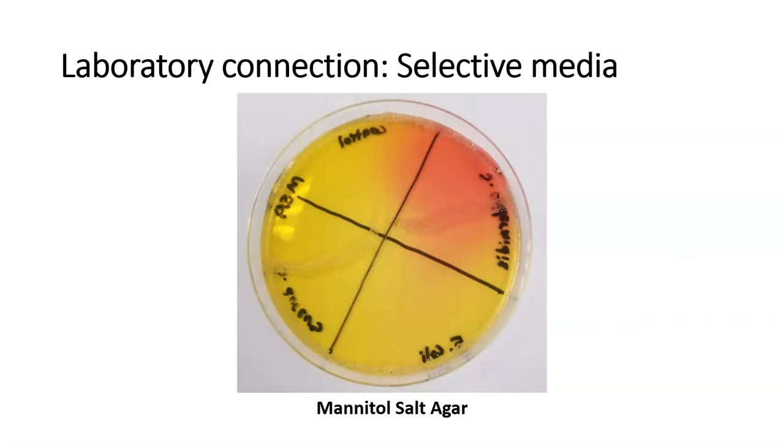It is not a halophile. The color difference that you see in this picture is what allows us to differentiate between Staph aureus and other halophiles. And that color difference is based on the ability of the organism to utilize the sugar mannitol. That's why this is called mannitol salt agar.